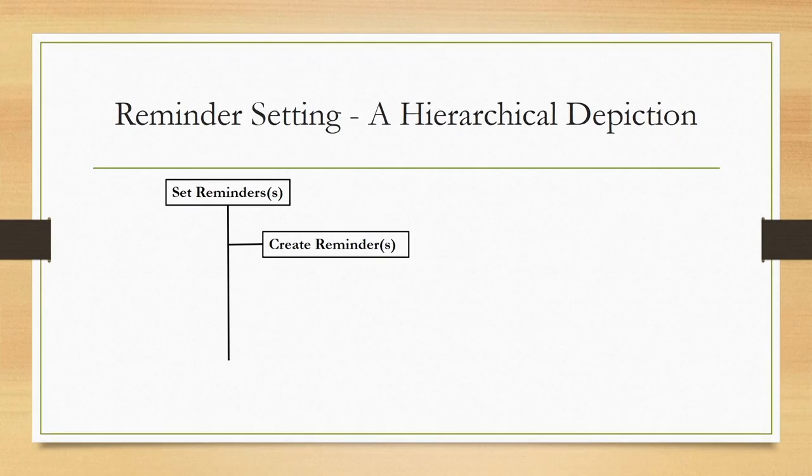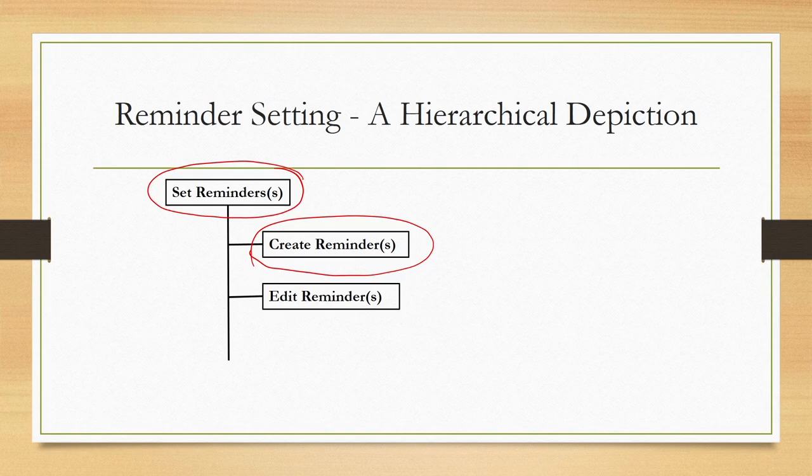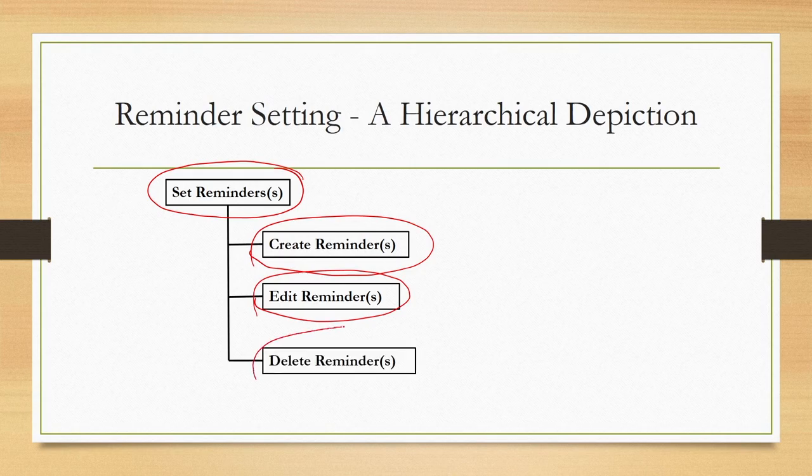So, let us see how they can be arranged in the form of a hierarchy. That is quite straightforward. At the top level we have set reminders as the top level function, then below it sub functions come. First is create reminders, then edit reminders, and then delete reminders. So, this hierarchy looks similar to the previous hierarchy that we have already covered.